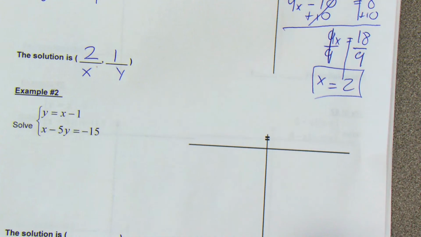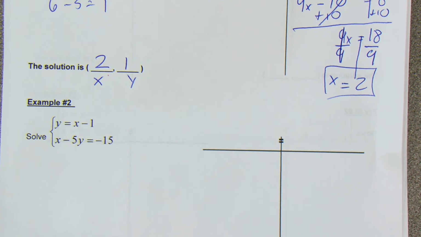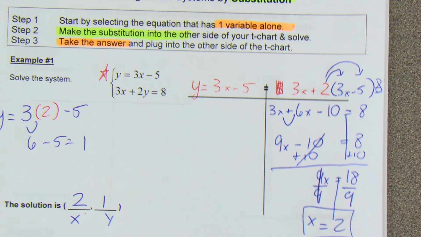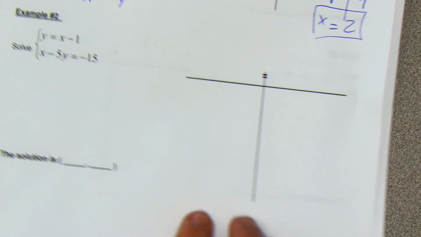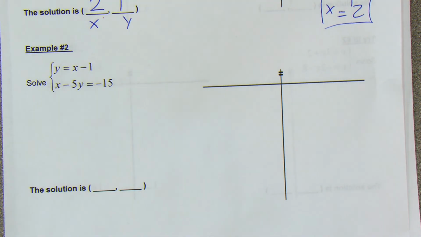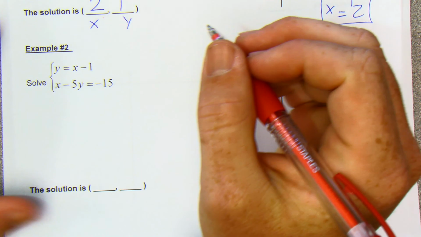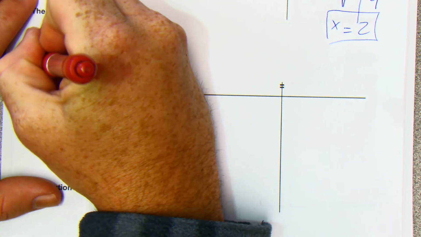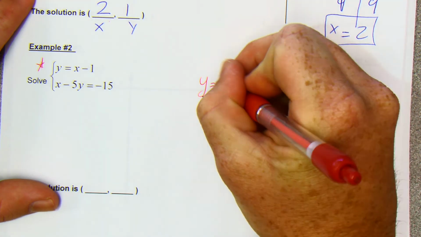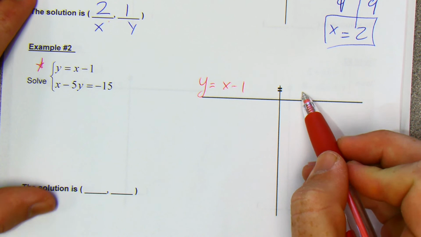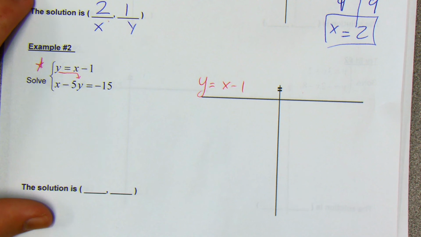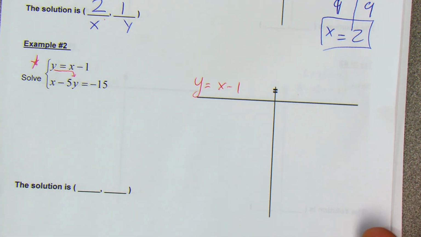Okay. So for example 2, we're going to follow our first step, which if we look at the top of our sheet, is to start by selecting the equation that has one variable alone, right? In this case it is this top one again. We have y equals x minus 1, okay? So on this side, I write that equation, y equals x minus 1. And on this side is where I'm going to do my substitution, right? I'm going to plug everything in for y right next to that negative 5, right? So on this side, I'm going to write out my substitution.